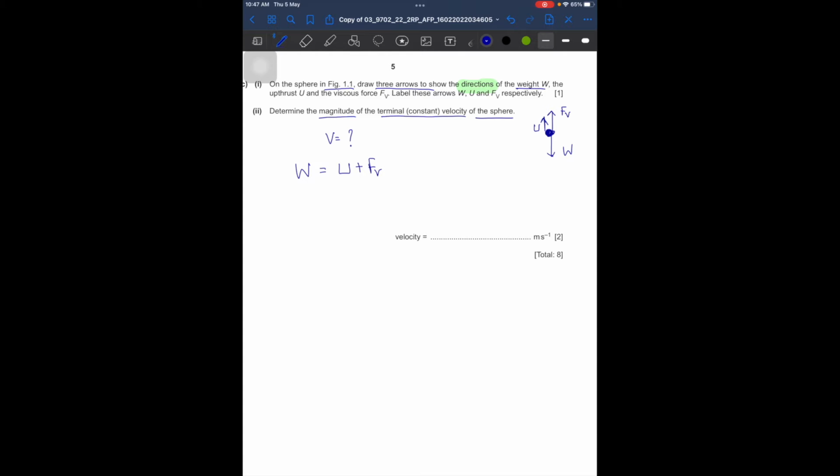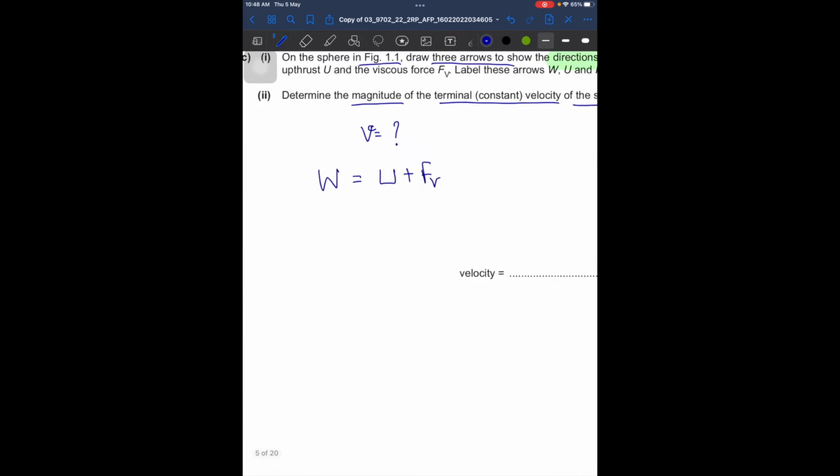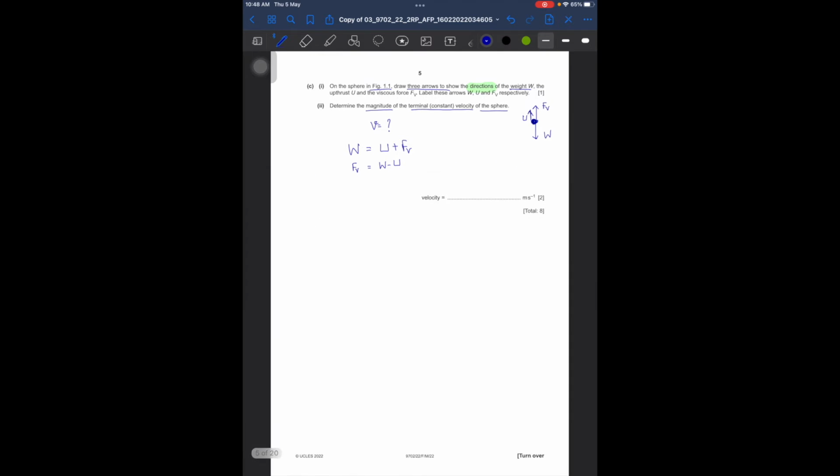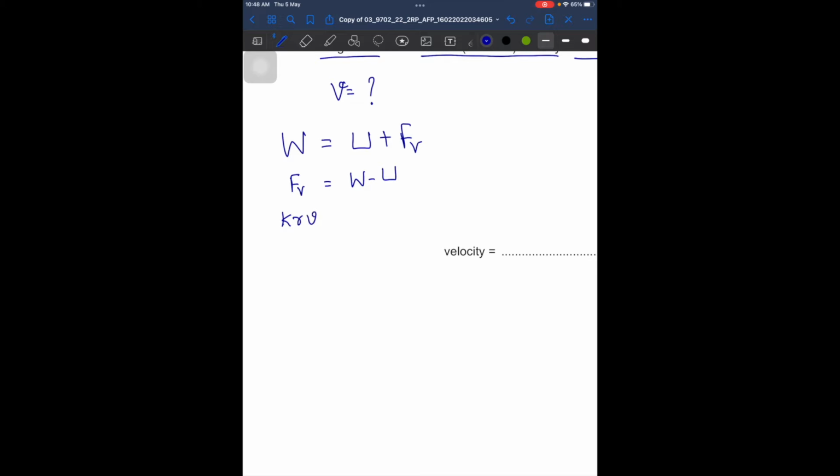Now we need to find the velocity. Let me write V like this, just to remember that it's the velocity. So what we are going to do is first write FV as W minus U. This FV, if we remember the formula, is KRV. So KRV equals W minus U. We want V, so I'm going to keep V here and remove K and R from there. So V equals W minus U over KR.